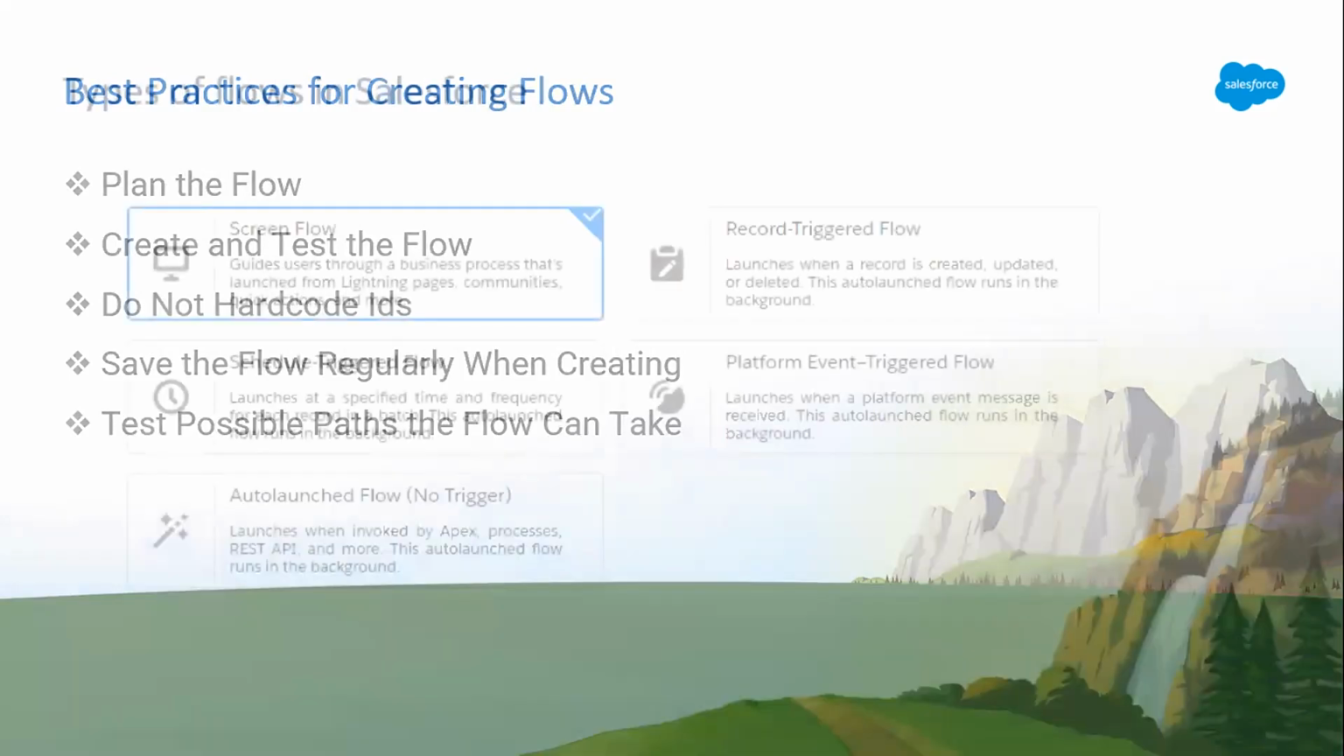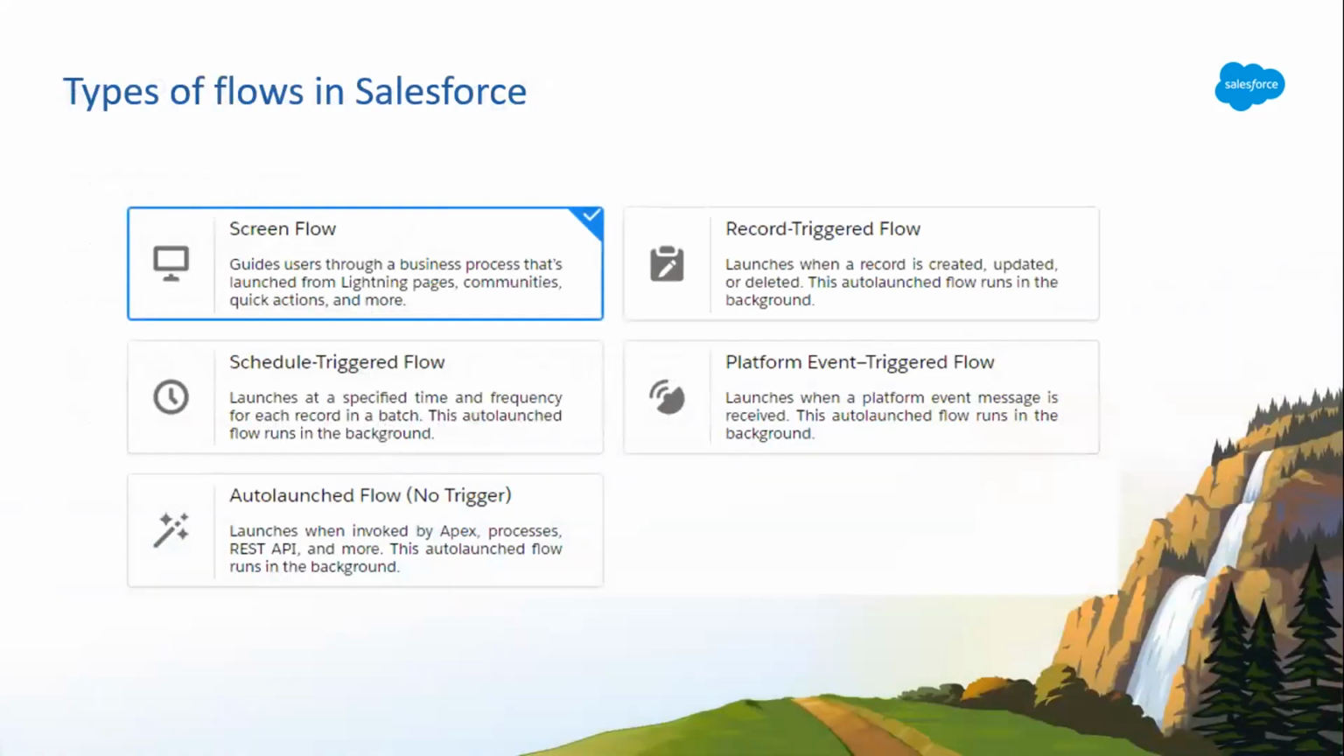Next, we'll see what the types of flows in Salesforce are. If you have already tried to create a new flow in Salesforce, you may have seen this window. These are the flow types available in Salesforce. We can categorize these five types of flow basically into two different types. One is the screen flow, which is not an auto launch flow. The other four flows, that is record trigger flow, schedule trigger flow, platform event trigger flow, and auto launch flow with no trigger, can all be categorized as auto launch flows.